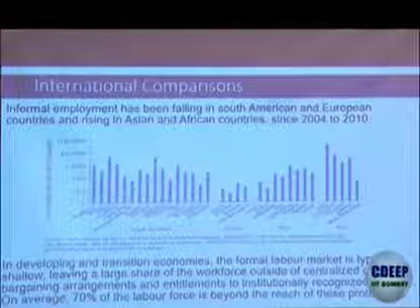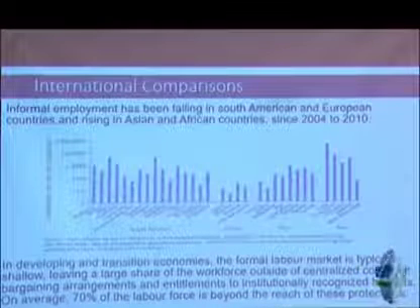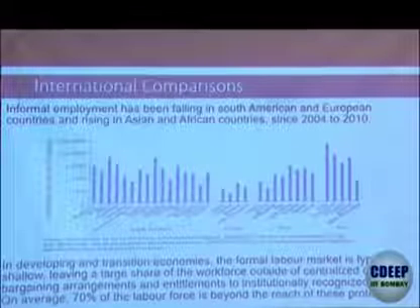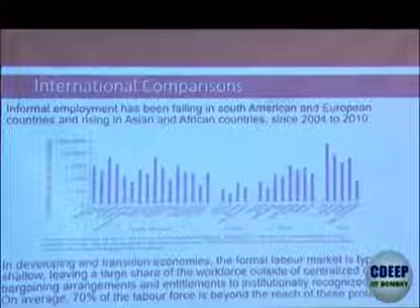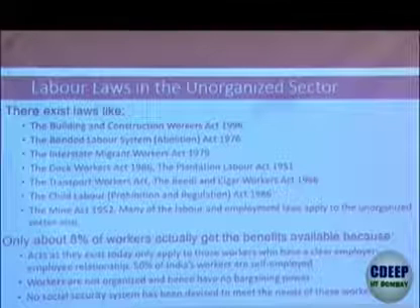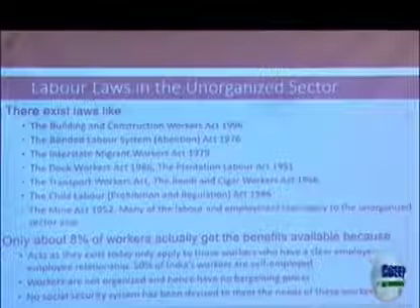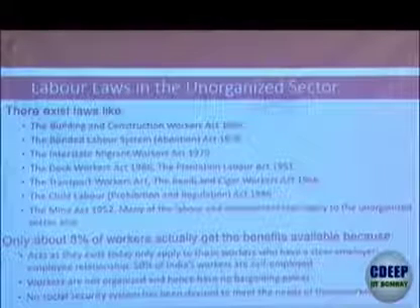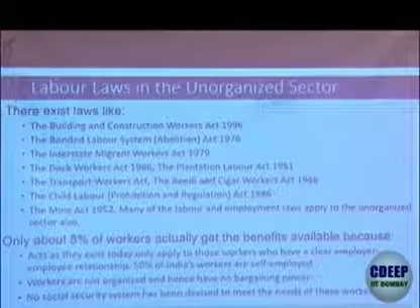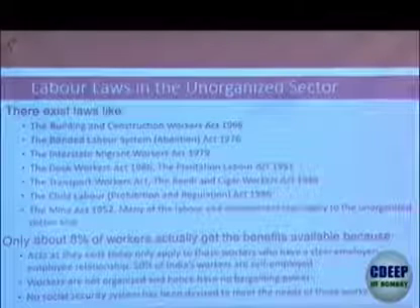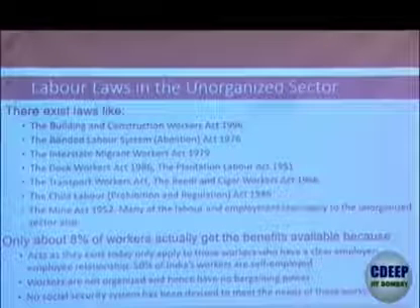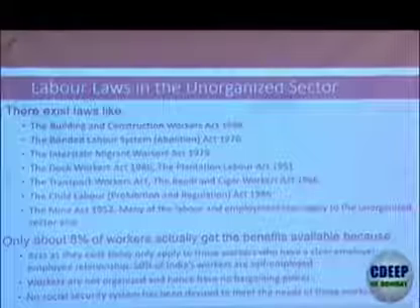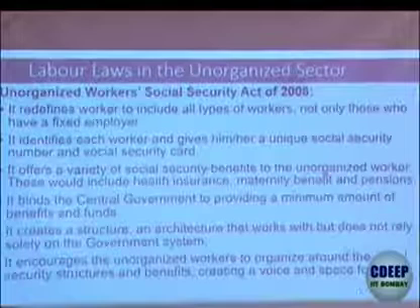The formal labor market typically has a lot of benefits like collective bargaining agreements and entitlements to institutionally recognized benefits. But on average, 70% of the labor force is beyond the reach of protection because of informal employment. There are a few laws for the unorganized sector which try to provide these benefits to employees in this sector. But only 8% of the workers are actually able to get these benefits, and the reasons are that they are not organized and do not have that kind of bargaining power, and there is no social security system devised to meet the needs of these workers.